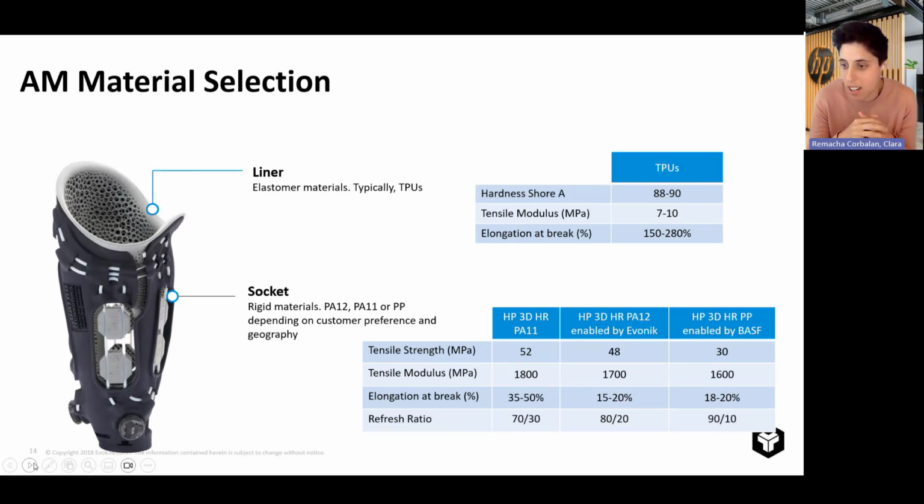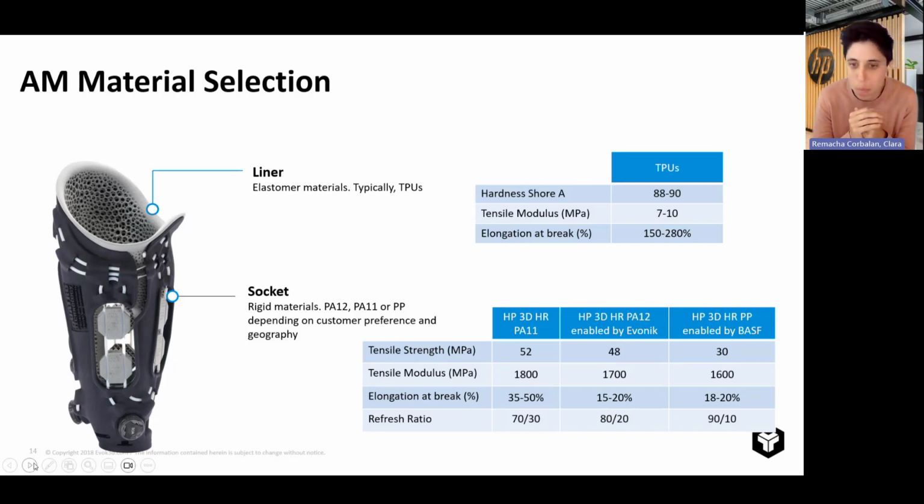You can see here the properties in terms of tensile strength, modulus, elongation at break. They are slightly different materials, but honestly, we've tested all of them and they all work for the requirements of this application. So when you try to ask people why do they use PA11 or why do they use PA12, why do they use PP, it's actually a geographic and customer preference.